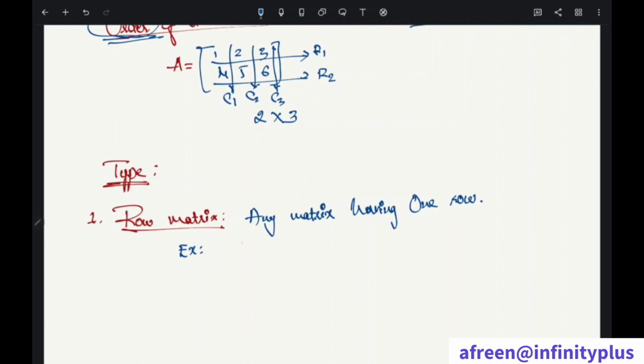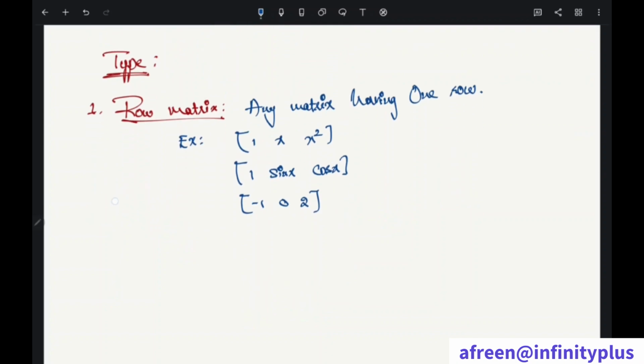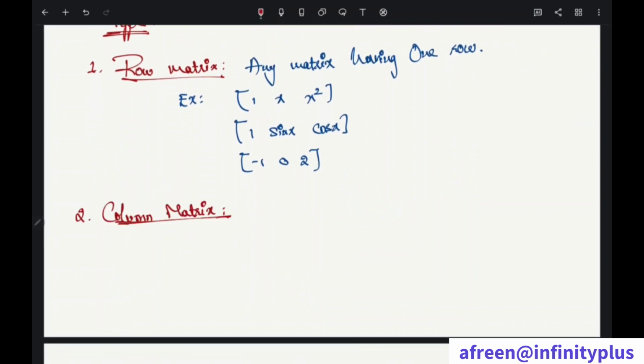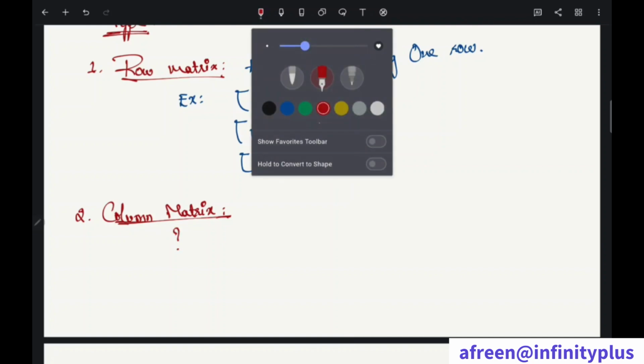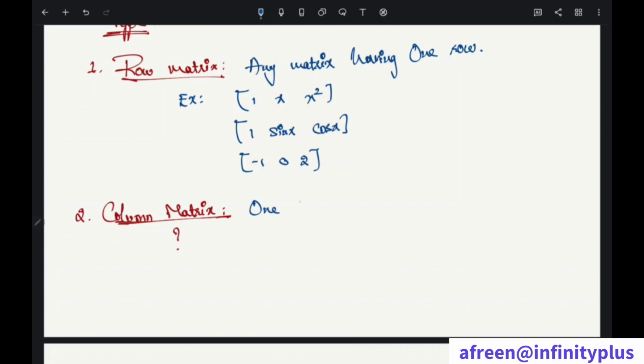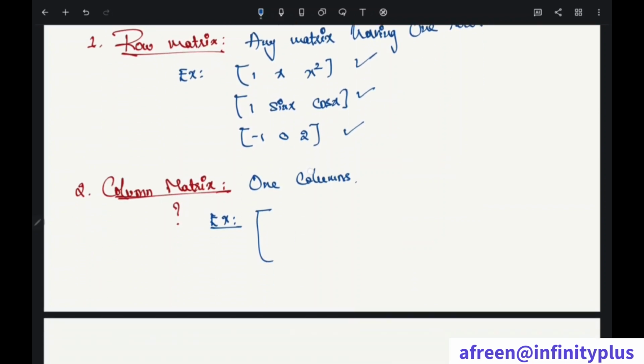Yes, take any row. You can give whatever you want: 1, x, x square, or you can also give 1, sin x, cos x, and you can also give numbers like -1, 0, 2. So these are some examples of row matrices. Next, move on to the column matrix. What is a column matrix? A column matrix is any matrix which is having only one column. An example of a column matrix: I am converting this row matrix into a column matrix, 1, x, x square, and with numbers I'll get -1, 0, 5. So these are a few examples of a column matrix.